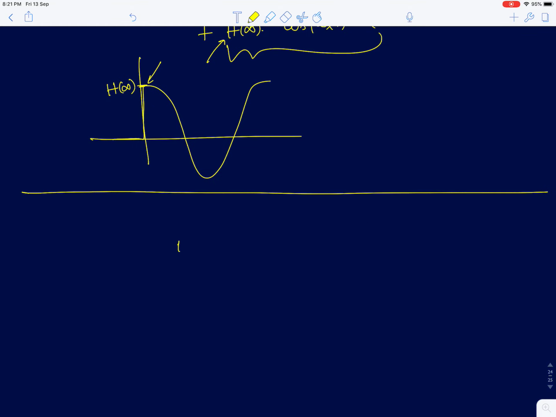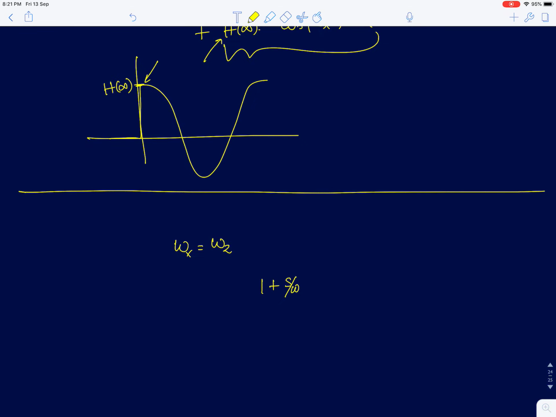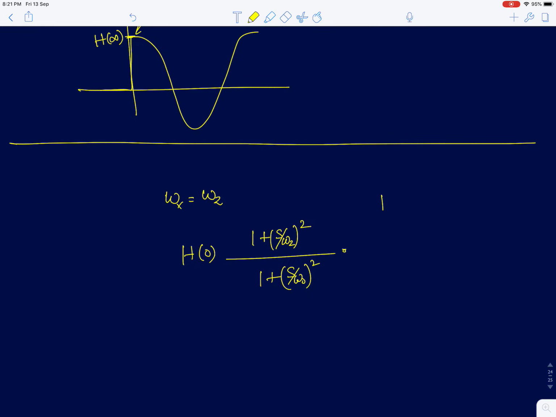Now we will take a very interesting case when omega x equals omega z. So the transfer function is actually h of 0 times (1 plus s by omega z) the whole square by (1 plus s by omega naught) the whole square. Now we already know this transfer function. I'll draw it for the case when omega z is less than omega naught. So first you will encounter a 0 at omega z, and you will again encounter a pole at omega naught.